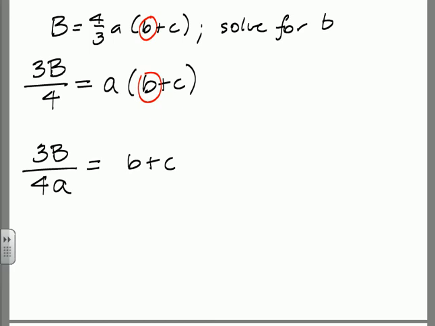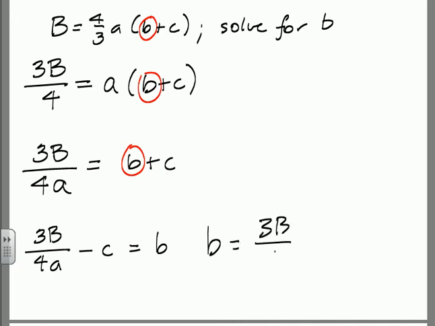So now, whoo-hoo, we are almost finished. Can you see how to get b all by itself? The only thing that's in the way is that plus c, so we're going to subtract c from both sides. So 3b over 4a minus c equals b. And you'll notice it's this whole thing minus c. We didn't put that in the numerator or the denominator of the fraction because it's the whole thing minus c. So final step, b equals 3b over 4a minus c.